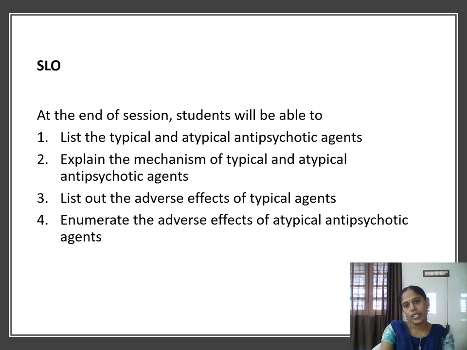At the end of this session, the student should be able to list the typical and atypical antipsychotic agents, explain the mechanism of both typical and atypical antipsychotic agents, and list the common adverse effects of typical as well as atypical antipsychotic agents.